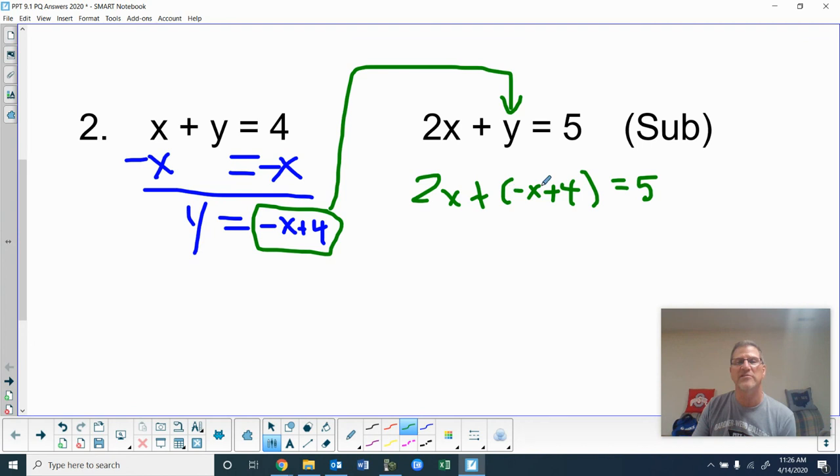So I got 2x plus a negative x, or negative 1x, which is x. Oops. That's supposed to be a plus sign. Plus 4 equals 5 then. And then just subtract 4.